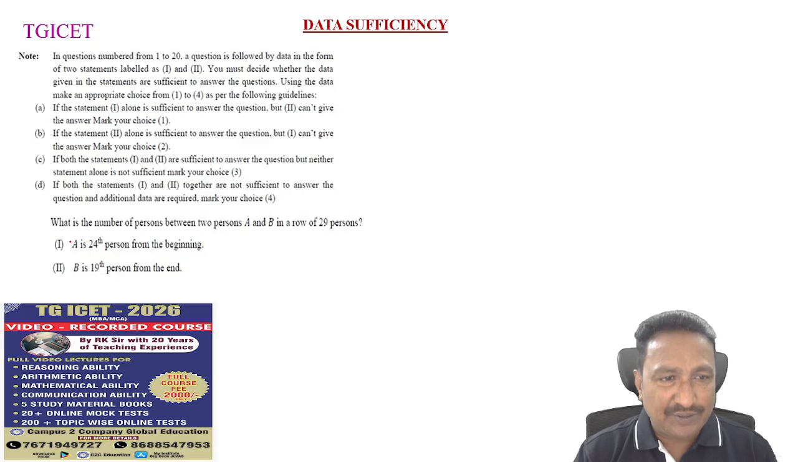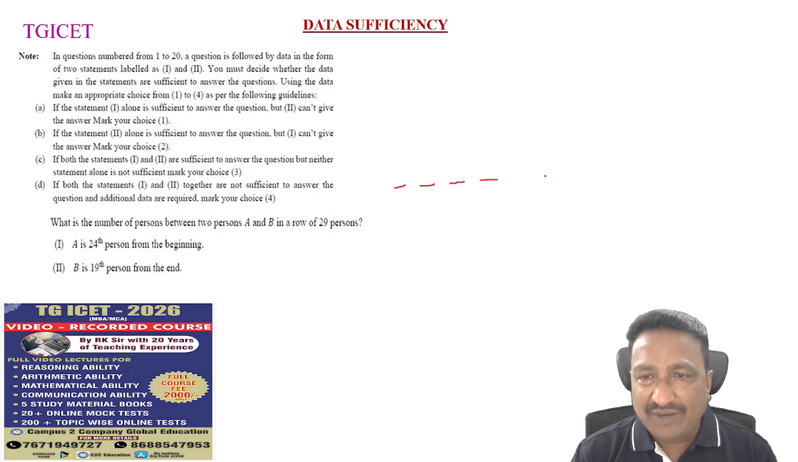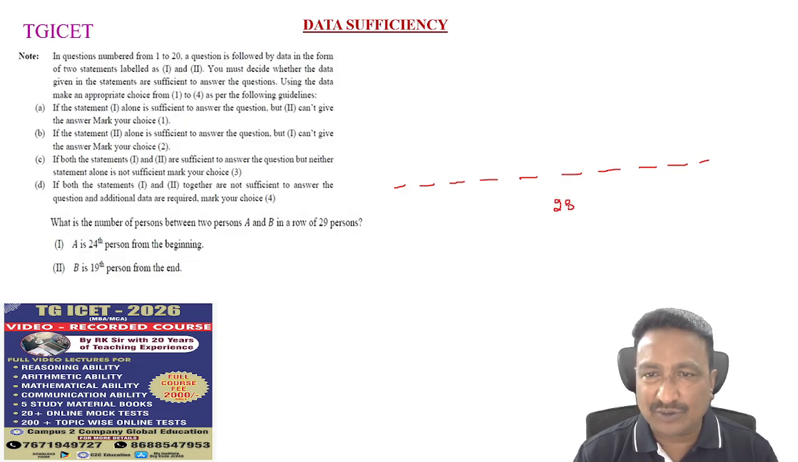Now look at the next question. What is the number of persons between two persons A and B in a row of 29 persons? They are asking what is the number of persons between two people in a row of 29 persons. So there are 29 persons in the entire row. Between A and B, how many people are there? We don't know exactly what A's position is and what B's position is. So we should know A's position and B's position, then we can decide how many people are there between A and B.